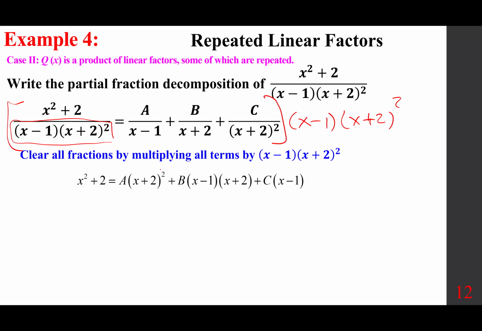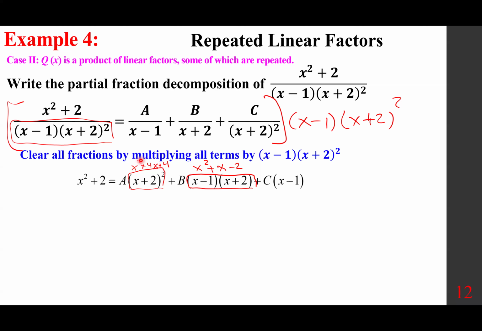This one is x squared plus 4x plus 4. This one is x squared. And we have minus x plus 2x makes it plus x and minus 2. So for example, if I want to collect terms, for x squared, I have a times x squared, b times x squared. Okay, so let's just multiply them.